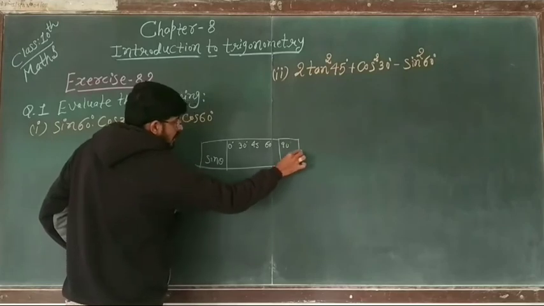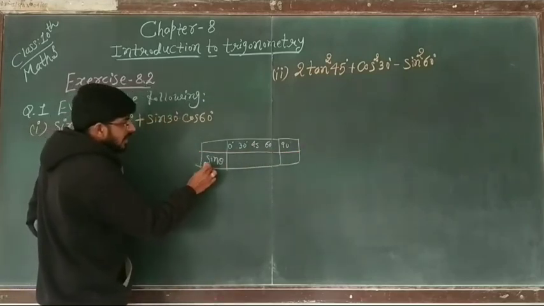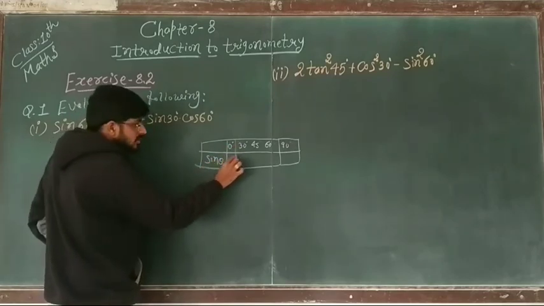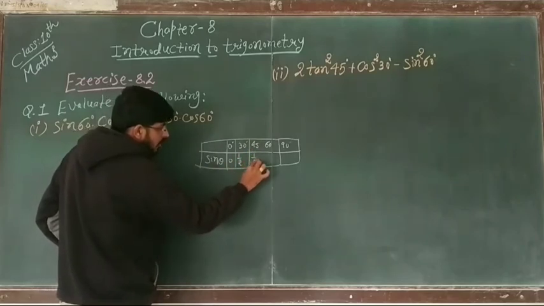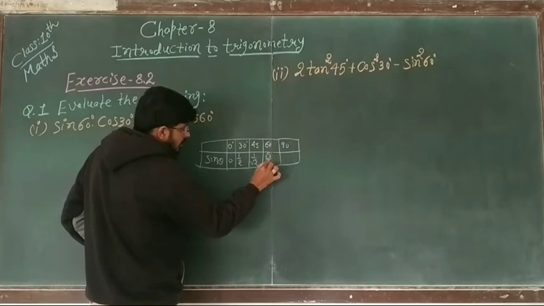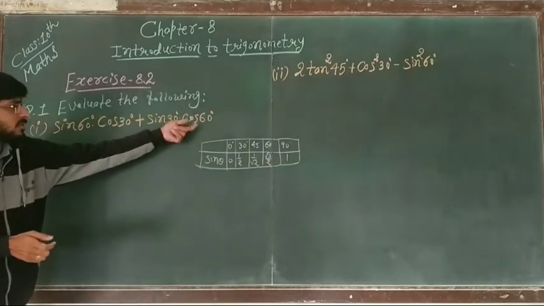Okay. Now see, we know that the value of sin theta, it means sin 0 degree is 0, sin 30 degree is 1 by 2, sin 45 degree 1 by root 2, sin 60 degree is root 3 by 2 and sin 90 degree is 1. Also we have to use cos 60 and cos 30.